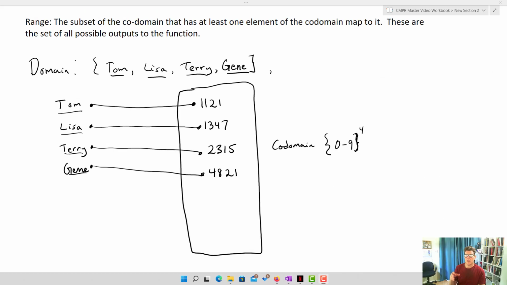The next concept we want to demonstrate has to do with this idea of a range, and the range is probably something that you're a bit more acquainted with than the codomain.